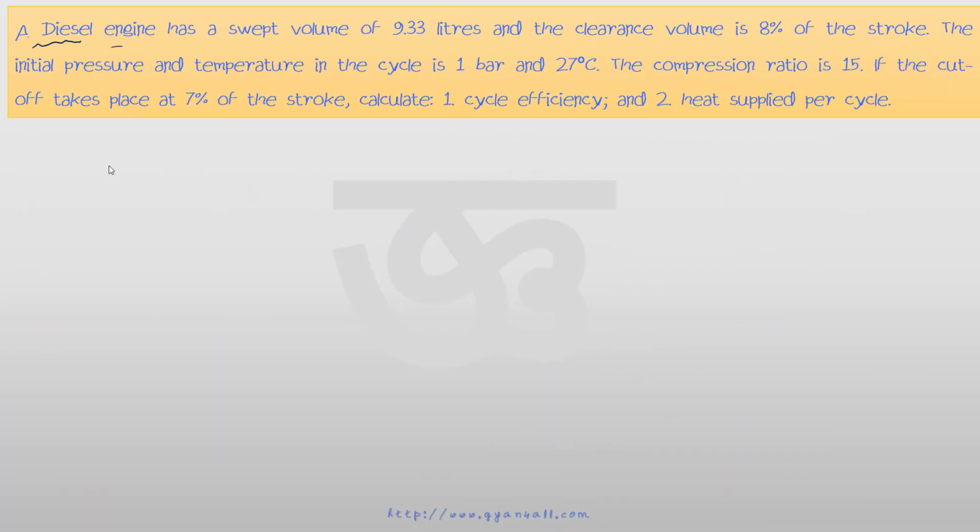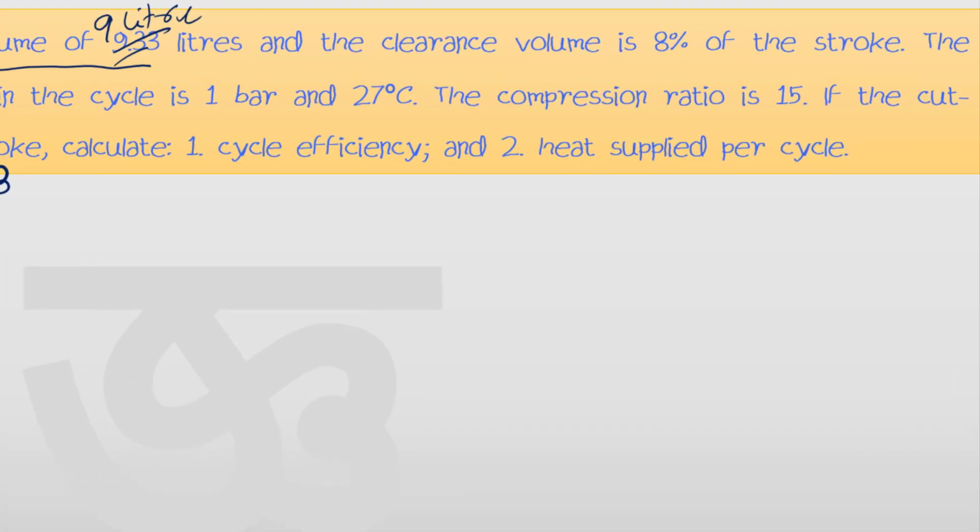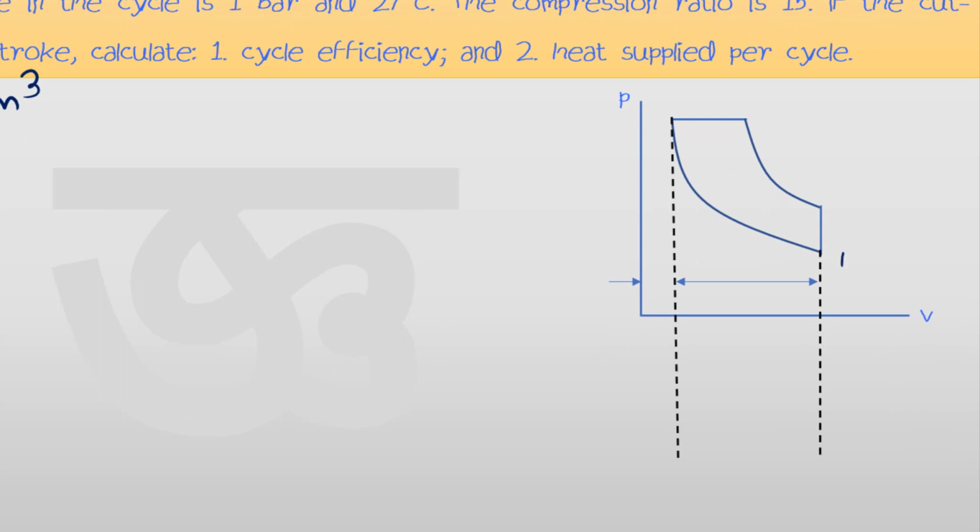In this problem, the diesel engine has a swept volume of, I changed this value to, 9 liters. Swept volume is 9 liters. That means Vs is equal to 9 liters, and that is equal to 9,000 cubic centimeter or cc. And the clearance volume, Vc is clearance volume. We can refer to this diagram. This is 1, 2, Vc, Vs, and this is equal to V3. This is V1, this is V2, and this is point 3, this is 4.